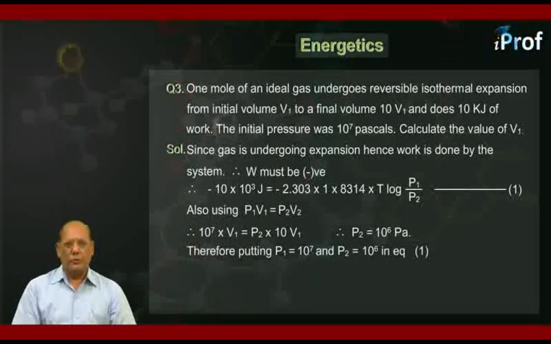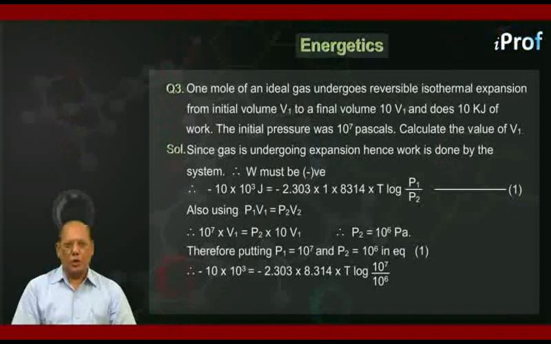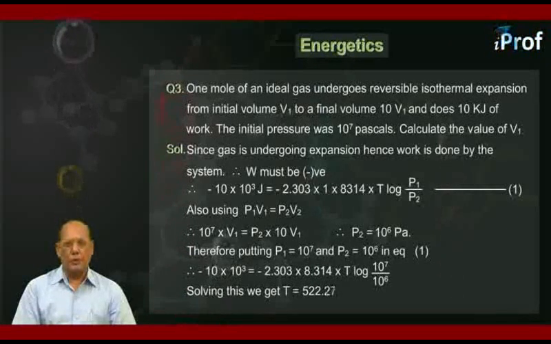1, we have minus 10 into 10 to the power 3 equal to minus 2.303 into 8.314 into T log 10 to the power 7 upon 10 to the power 6. Solving this we get T equal to 522.27 Kelvin.